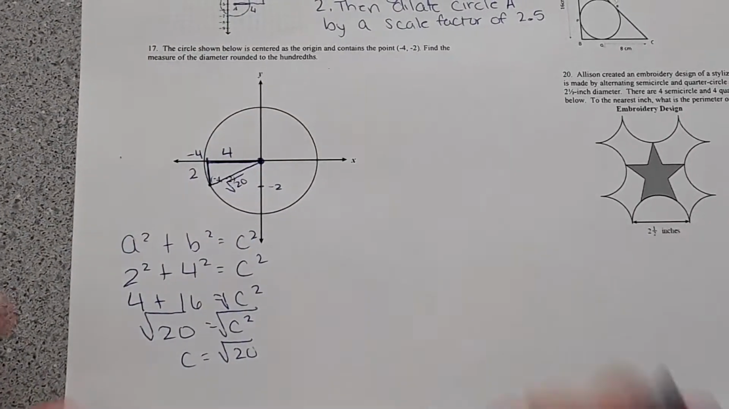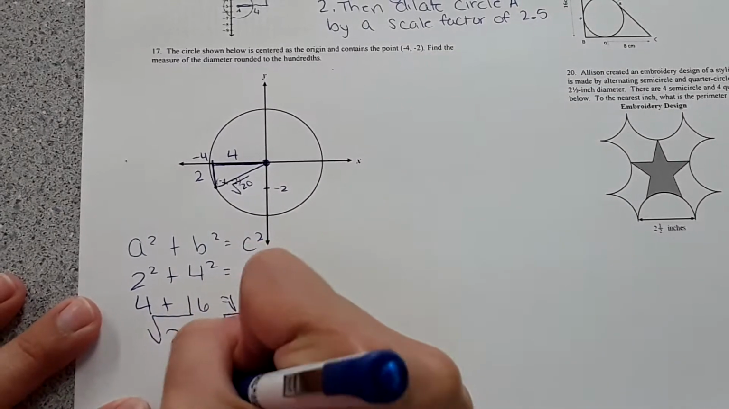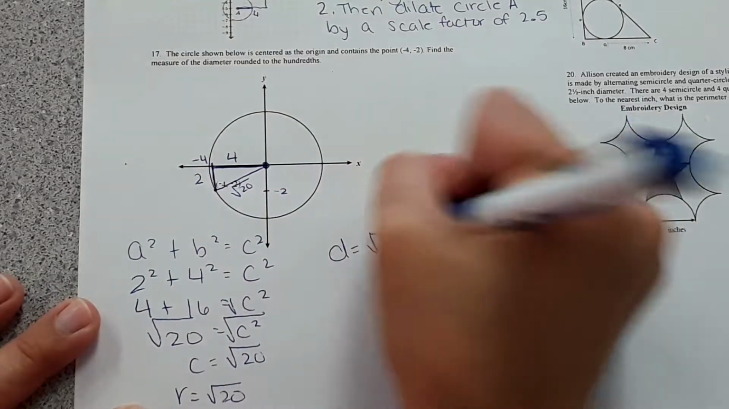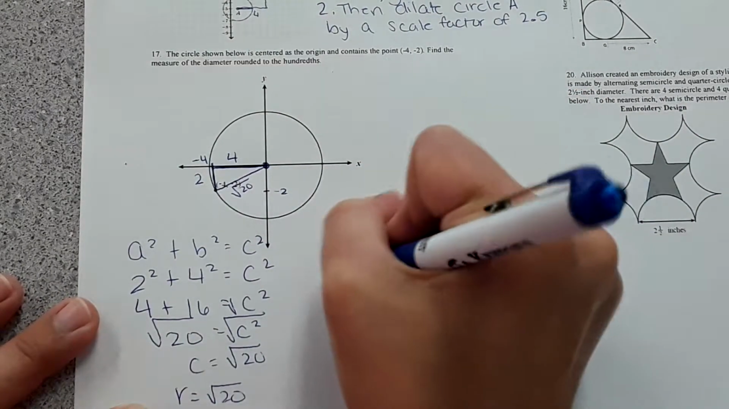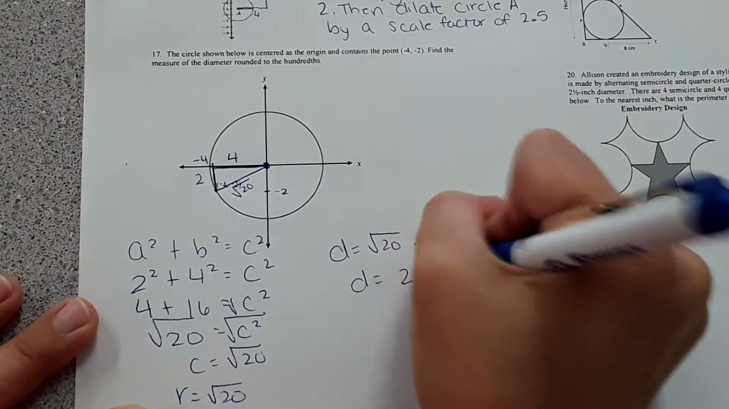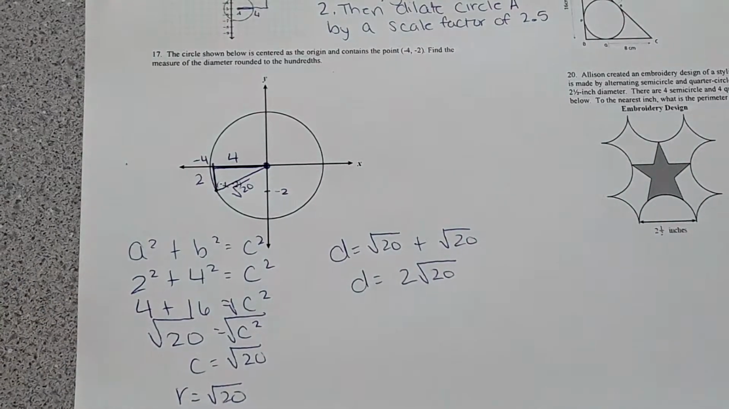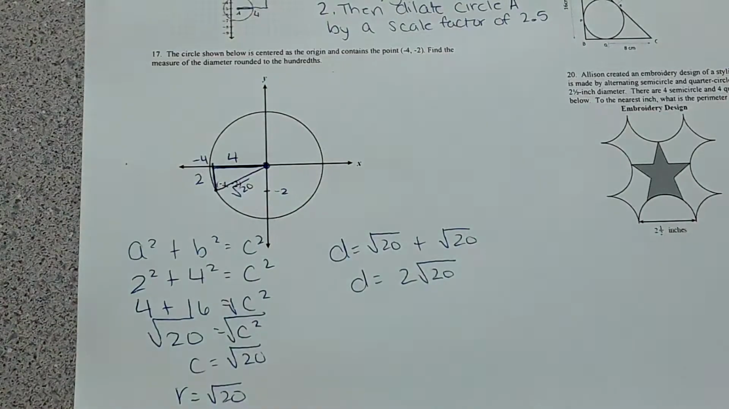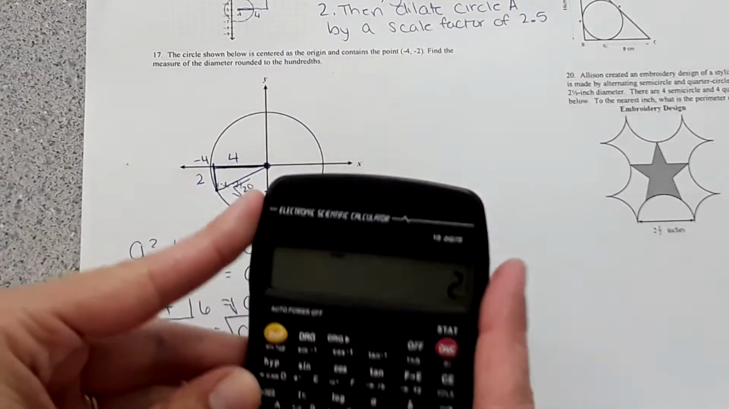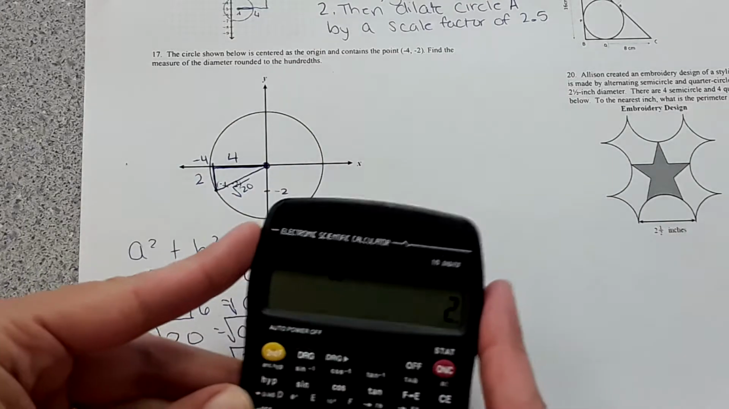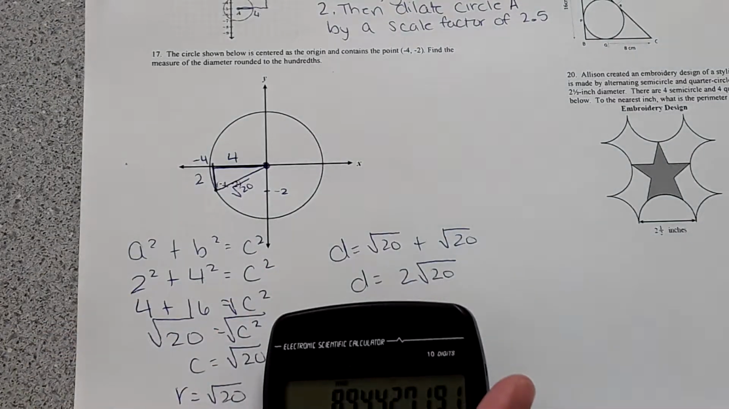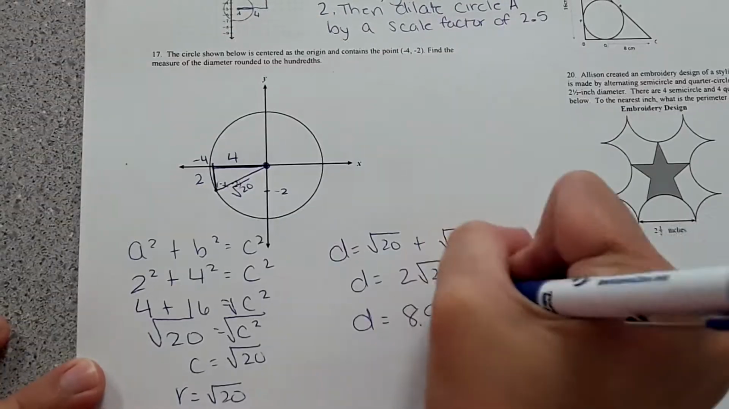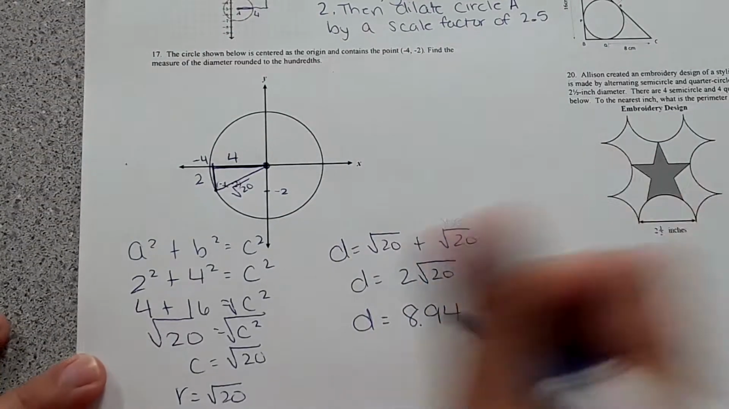Okay, but it asks for the diameter, and that's just double the radius. The radius is square root of 20. The diameter would be 2 of that. Diameter would be square root of 20 plus square root of 20. Or 2, it's actually not square root of 40, 2 times square root of 20. Putting that in the calculator, there's different ways you could do it. Let's see, if I do square root of 20 times 2, that would work. And I get 8.94 units.